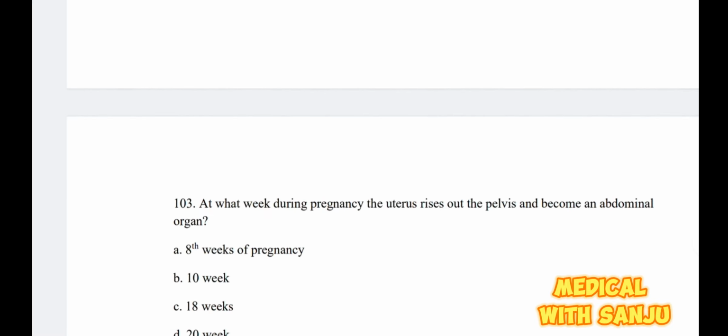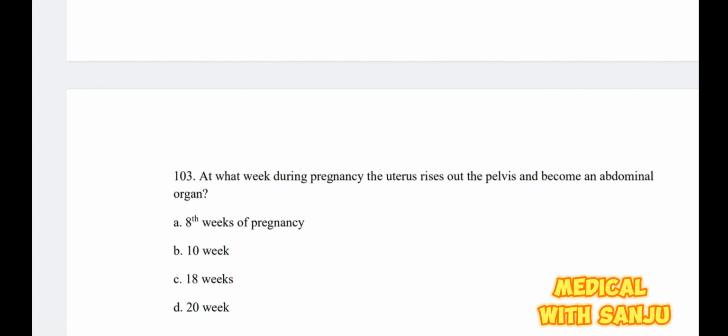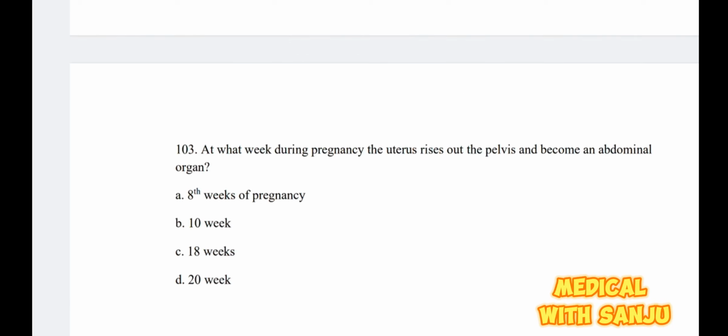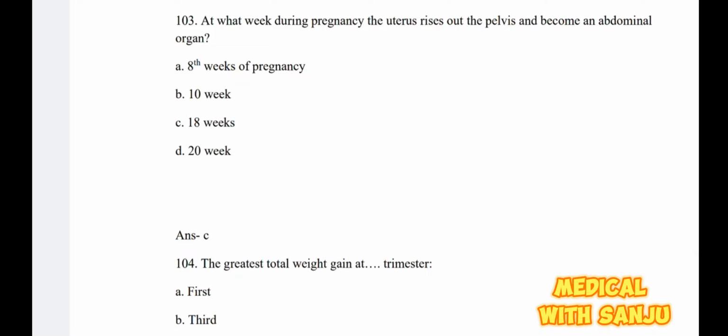Question number 103. At what week during pregnancy does the uterus rise out of the pelvis and become an abdominal organ? Option A, 8th week of pregnancy; option B, 10th week of pregnancy; option C, 18th week of pregnancy; and option D, 20th week of pregnancy. The right answer is option C, 18th week of pregnancy.